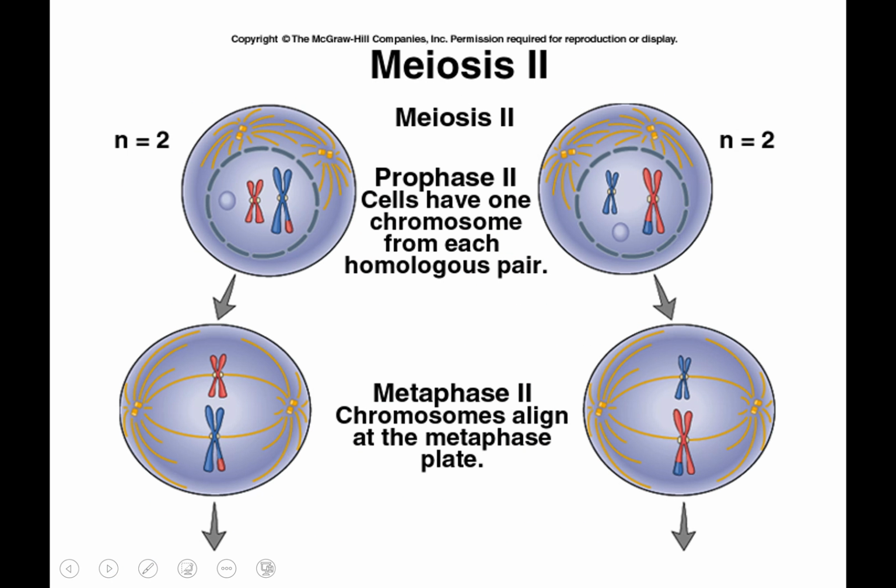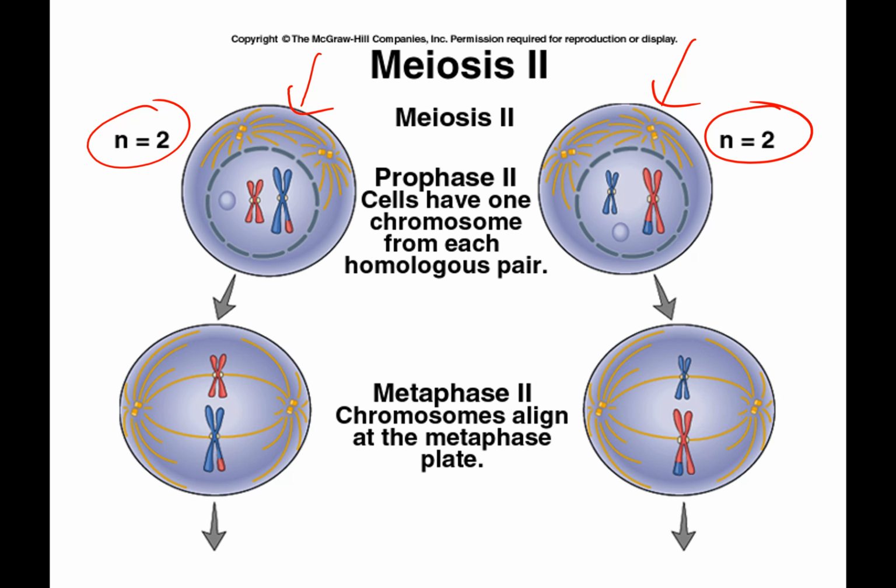So in meiosis II, here we see both of the cells that resulted from meiosis 1. Remember, they're both haploid. So these cells enter prophase 2. The chromatin condenses and becomes chromosomes. The centrosomes form the spindles. The nuclear envelope is going to disintegrate. The nucleolus will go away.